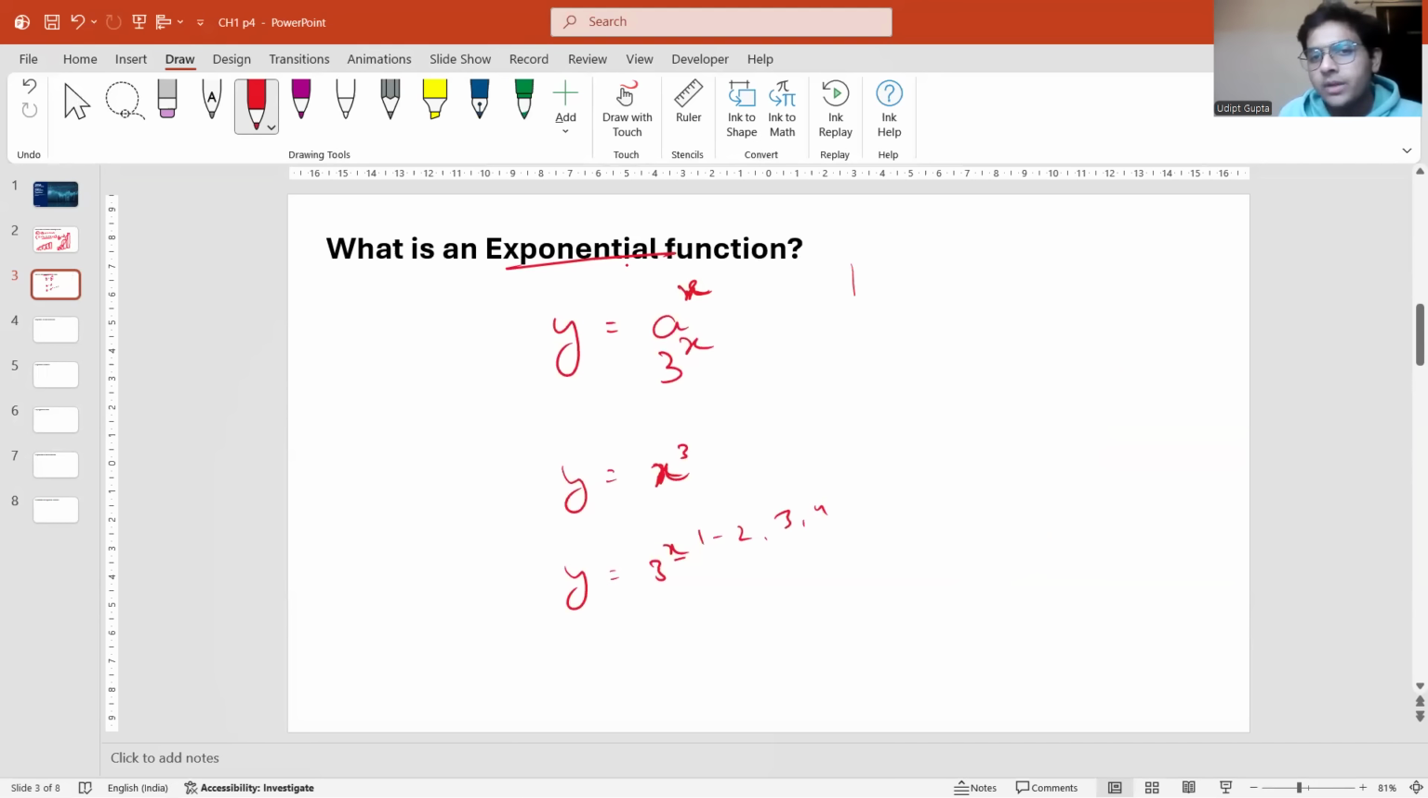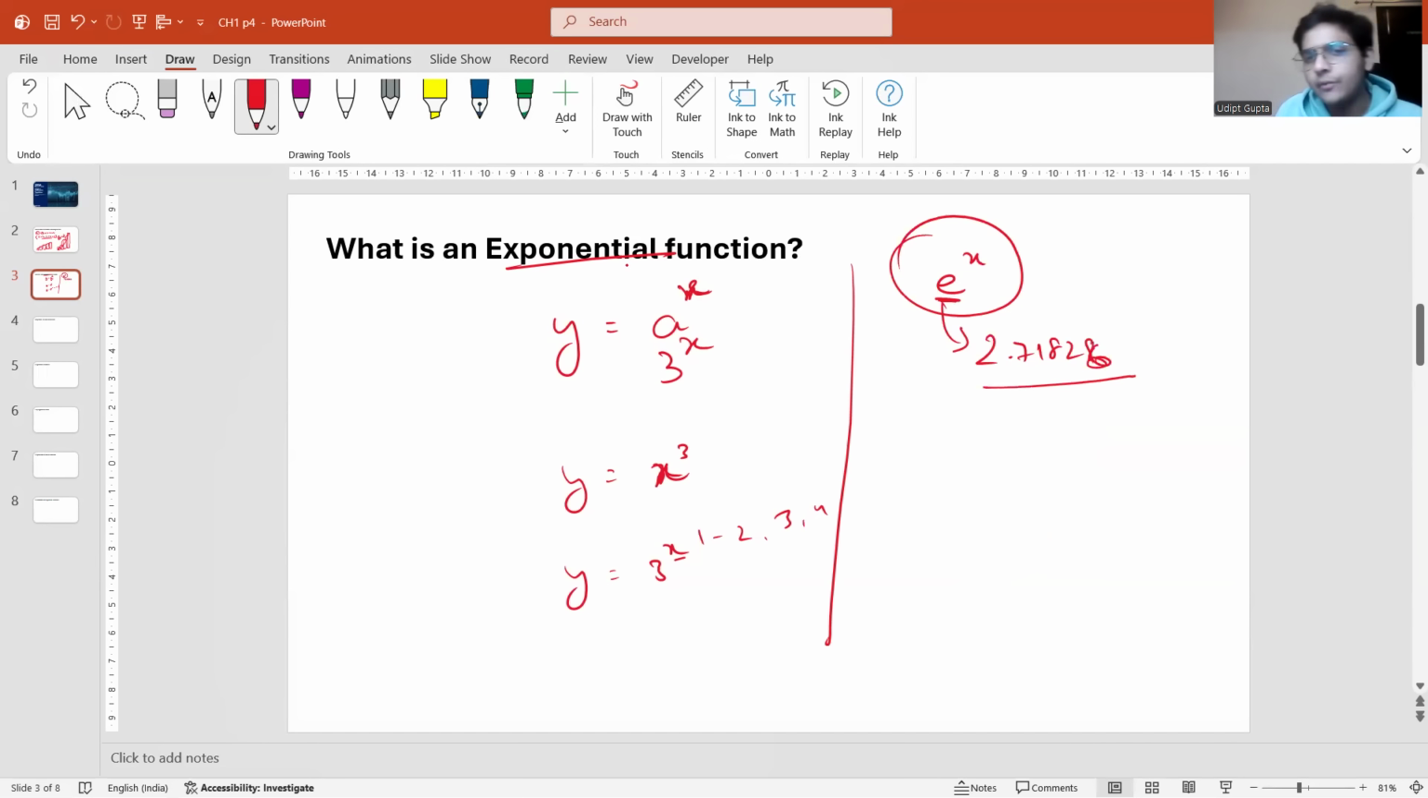The most commonly used exponential function in the world of finance is e to the power x. Why? Well, first of all, let's talk about this e. It's Euler's number, and this Euler's number is 2.71828. That's its value. You will not have to calculate it by punching 2.71828 and then raising it to the power.